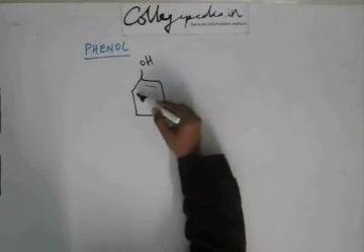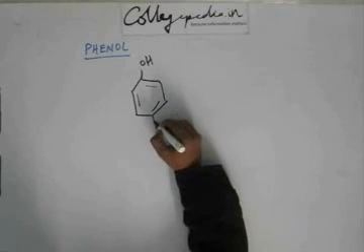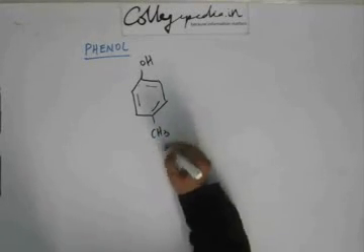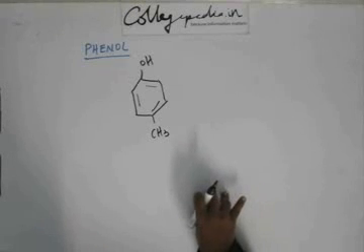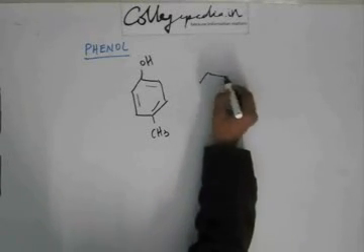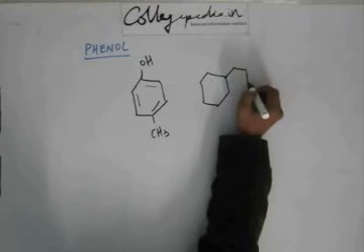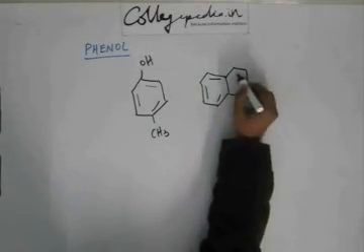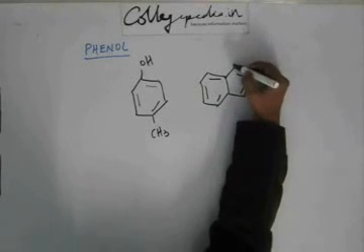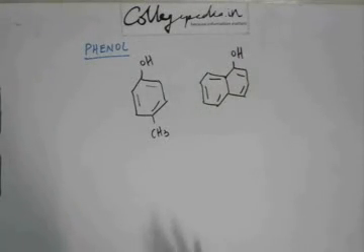Now that aromatic ring can be benzene. It can be substituted benzene. For instance, it can have a methyl group at any position. It can have any other alkyl group at any position. That aromatic ring need not necessarily be benzene. It can be benzene derivatives as well. It can be naphthalene. If you have an OH group on naphthalene, that is also phenol.